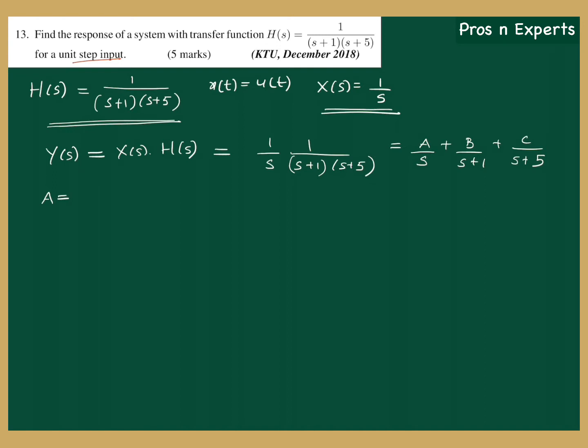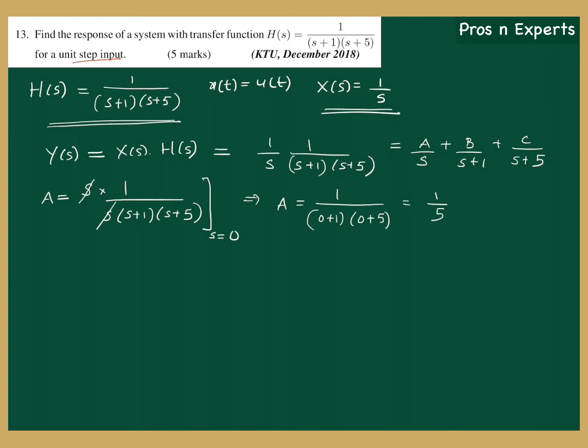So A equals s into the whole transfer function, s into 1 by s into (s plus 1) into (s plus 5), evaluated at a number which makes this term alone infinite, that is s equal to 0. This is very simple now. So A equals 1 by (0 plus 1) into (0 plus 5), which is 1 by 5. So we got A as 1 by 5.